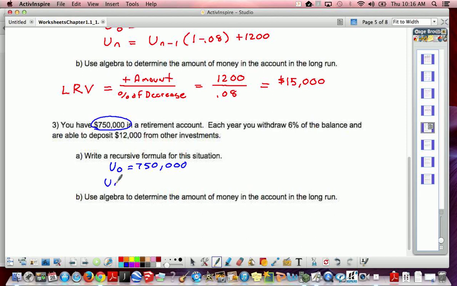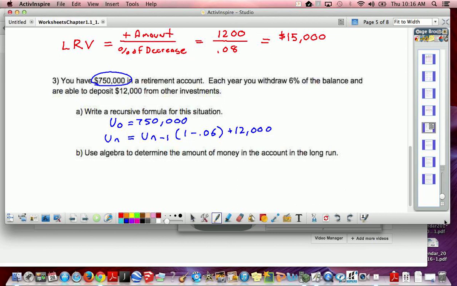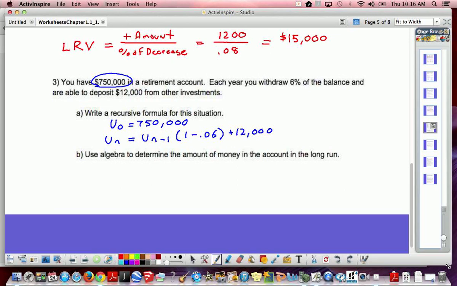So now each year, you're going to take out 6%. So you're going to subtract out 0.06 from that 1 that you're multiplying by. However, you had other retirement accounts or other investments, and you're able to add back in $12,000 into the account. So we got our recursive definition. So part B asks you to find the long run value.